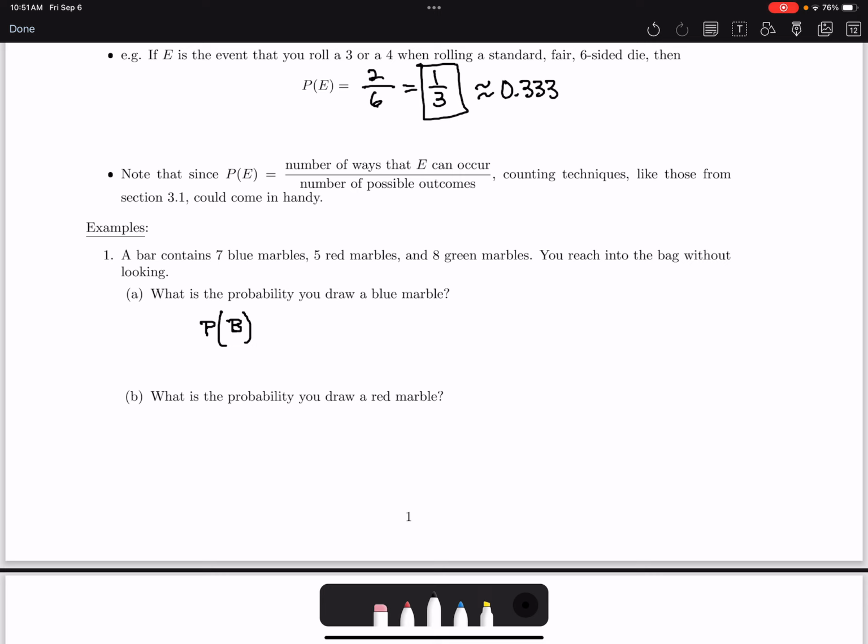So probability of drawing a blue marble. Well, there were 7 blue marbles in the bag, so there are 7 ways that we could draw a blue marble. And how many marbles in the bag in total? Well, 7 plus 5 is 12, and then plus 8 more would be 20. So there are 20 marbles in the bag in total. 7 of them are blue. So the probability of drawing a blue marble is 7 out of 20. If you want to change that into a decimal, you can use the Desmos calculator or whatever other calculator you're familiar with, and this is exactly equal to 0.35. So there's a 35% chance of drawing a blue marble.